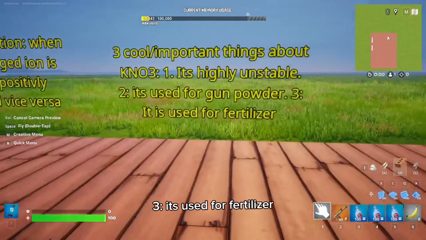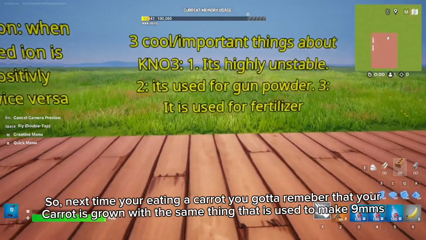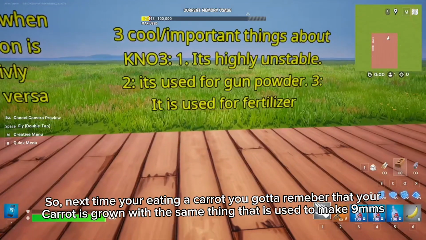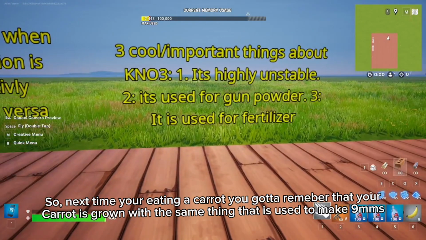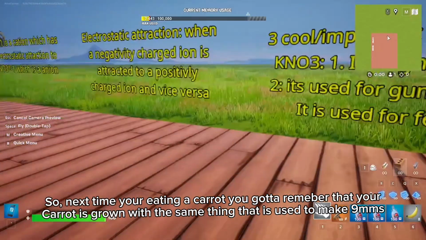And 3, it's used for fertilizer. So next time you're eating a carrot, you gotta remember that your carrot is grown with the same thing that is used to make 9mm.